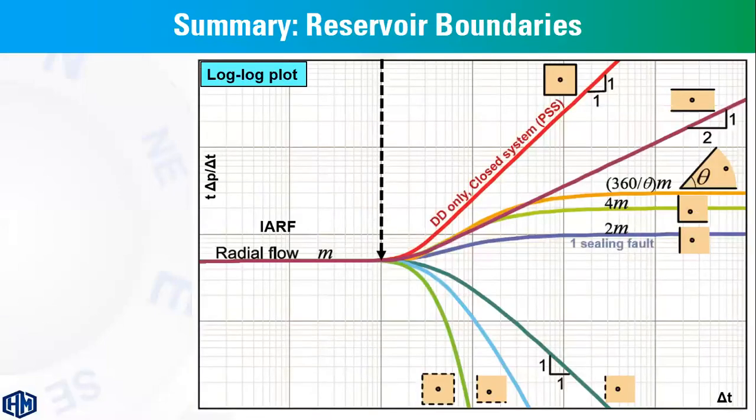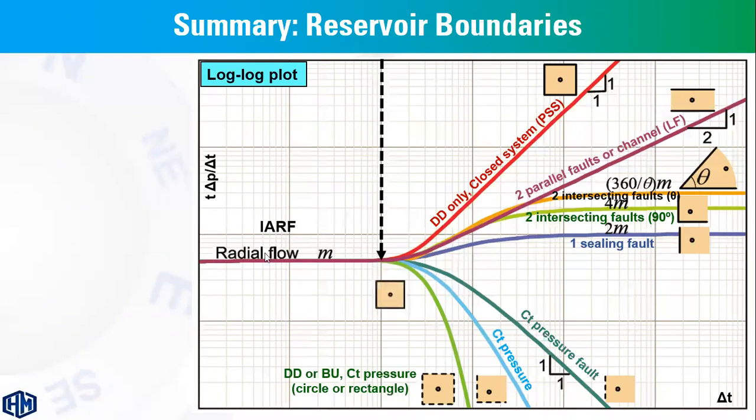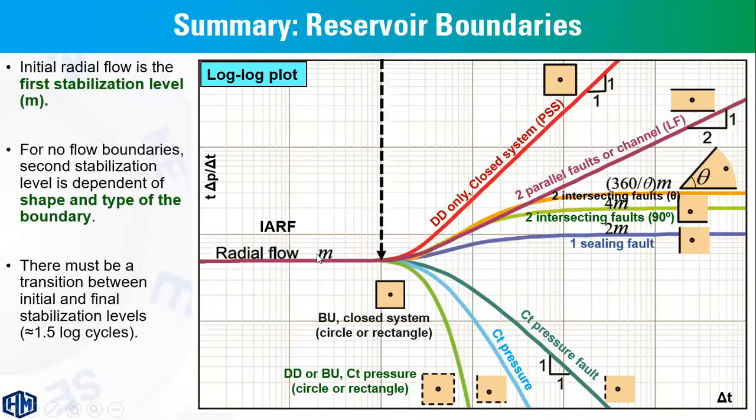So to summarize all boundary models, as you can see, at first we have the first stabilization or the infinite acting radial flow at stabilization level M. At this point, we have deviation in the pressure derivative. These are the responses of the pressure derivative. If we have a unit slope straight line during the drawdown, as you can see, we have a closed system. In case we have this response, the derivative is stabilized at twice the stabilization level, which means we have a single sealing fault. At 4 times the stabilization level of the infinite acting radial flow, we have two intersecting faults. The angle between them is 90 degrees.